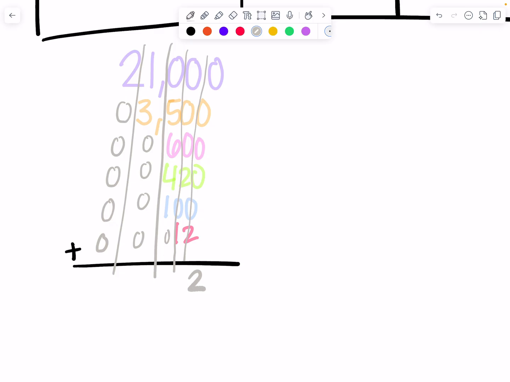0 plus 0 is 0 plus 0 is 0 plus 2 is 2 plus 0 is 2 plus 1 is 3. 0 plus 5 is 5. 5 plus 6 is 11. Plus 2 is 13. Plus 1 is 14. I'm going to carry my 1. 1 plus 1 is 2. Plus 3 is 5. Plus 0 is 5. Plus 0 is 5. Plus 0 is 5. And then 2 plus all these zeros is 2.